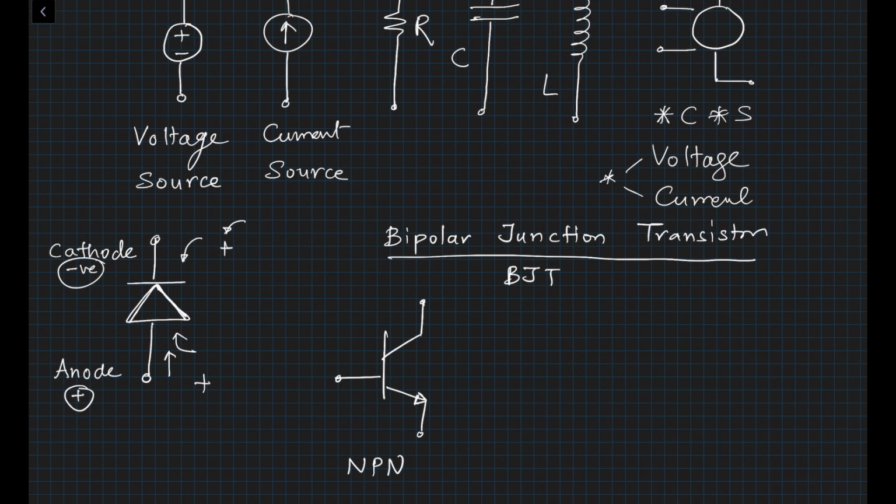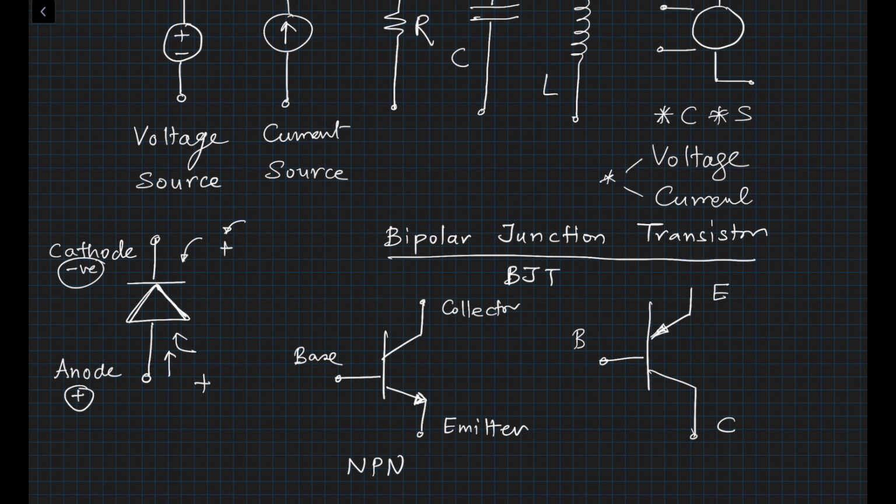Now here is the NPN transistor. This arrow terminal is always the emitter terminal, and this is your collector and this is your base. This NPN transistor has a brother, and it's called the PNP transistor. The arrow is here. Again, since the arrow is over here, this is called the emitter, this is the collector, and this is your base. So this is your PNP transistor.